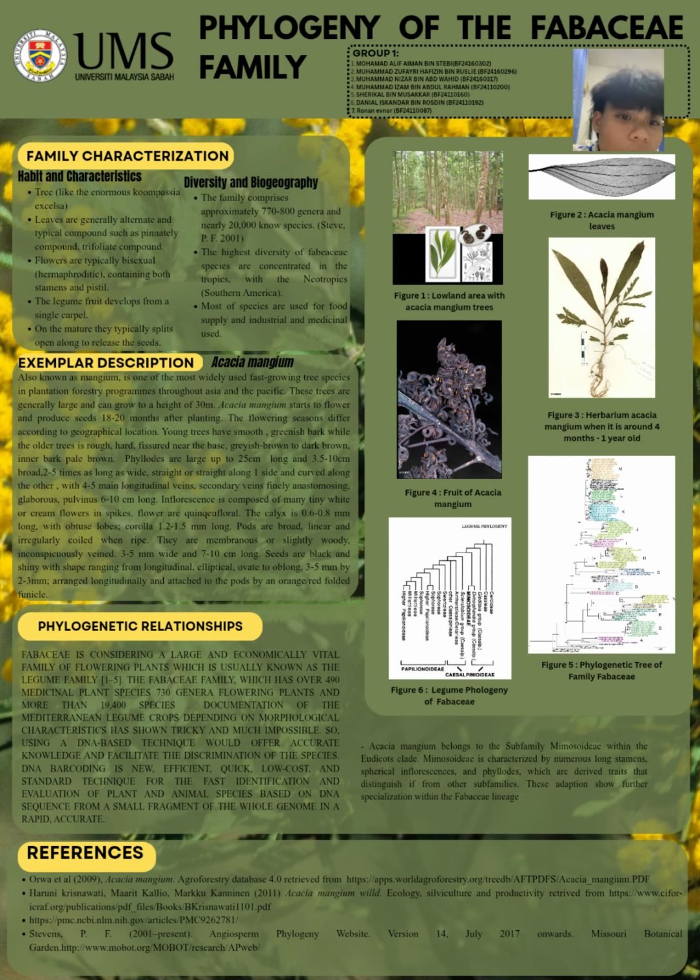Seeds are black and shiny, ranging in shape from longitudinally elliptical, ovate to oblong, 3 to 5 mm by 2 to 3 mm, arranged longitudinally and attached to the pods by an orange-red folded funicle. That's all for me.